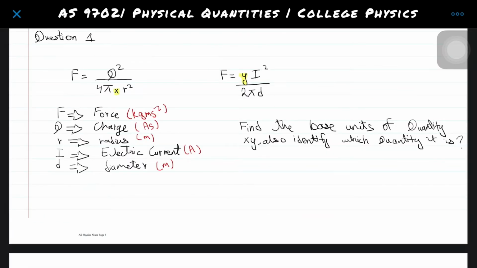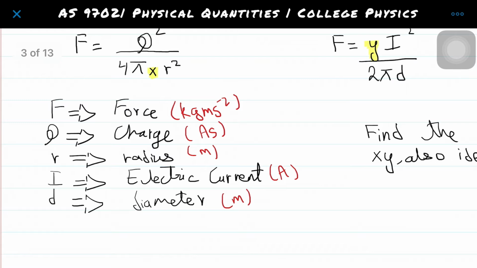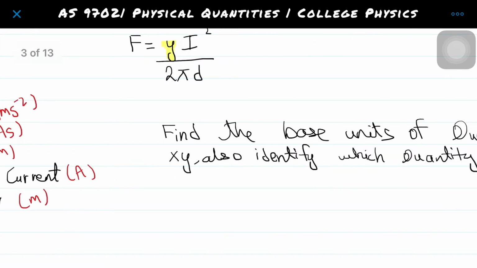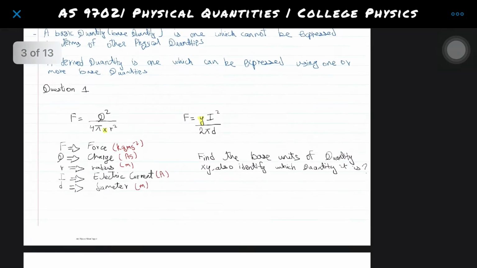Okay, so now we've been given a question. It says F = q²/(4πxr²), and then there is F = yI²/(2πd). The F in this question represents force. The units are kg m s⁻². The q represents charge. The units are As. The r represents radius. The units are meters. The I represents electric current. The units are ampere. And the d represents the diameter, so its units are meter. In this question, it says find the base units of quantity x and y and also identify which quantity it is.